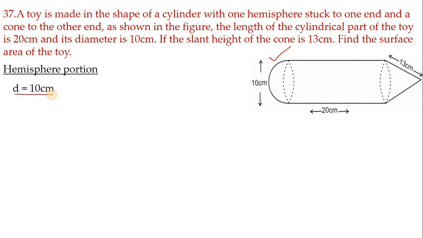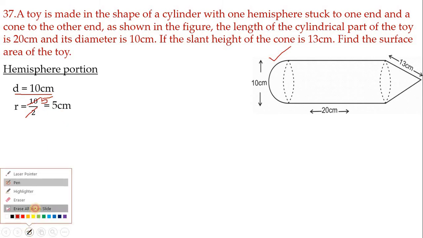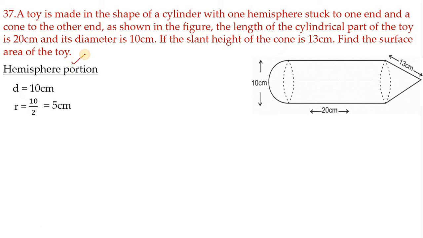So diameter is 10 centimeter. When diameter is 10 centimeter, we need to find radius, because in CSA of hemisphere, CSA of cylinder, and in CSA of conical part, we have a parameter radius. So how do you find radius? Radius is equal to d by 2, means 10 by 2. Here 2 ones are 2 and 2 fives are 10. Therefore r is equal to how much? 5 centimeter. So this is for hemisphere, children.